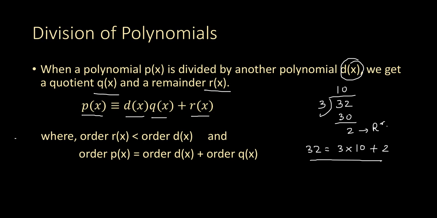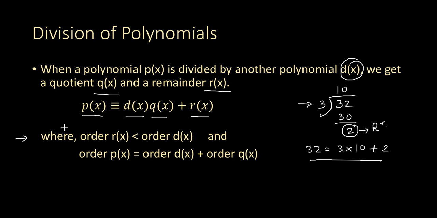Now, two important things we have to keep in mind, that order of the remainder must be less than order of the divisor. Just like we always have remainder less than divisor. If the remainder is greater than divisor, we can again divide the remainder. Same case applies to the polynomials, but now we will talk in terms of order. That if order of the remainder is less than order of divisor, then division process stops. If order is greater, then we can again divide the remainder with the divisor.